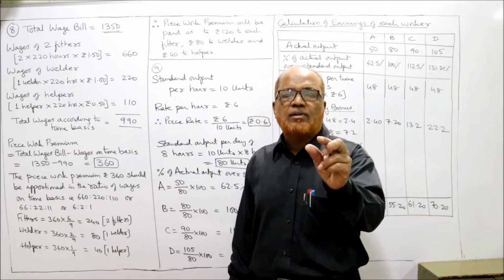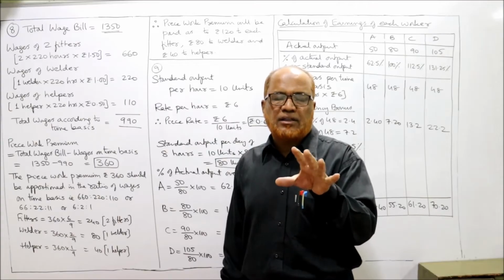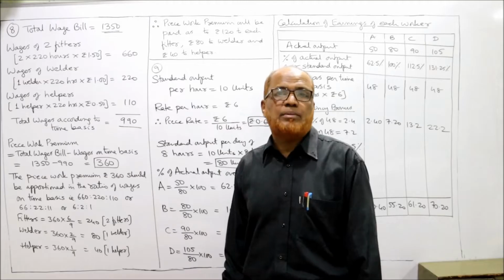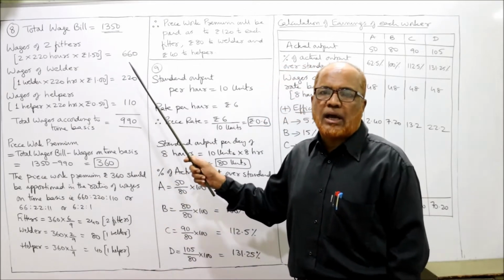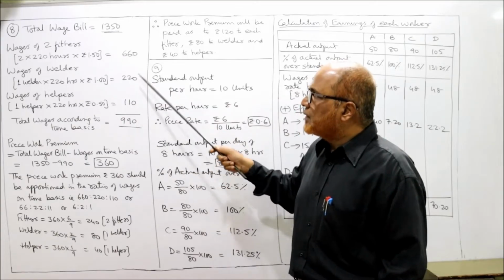In the last line it is given that the piece work premium should be divided between the workers in the ratio of wages according to time basis. So how much is the wages according to time basis? 660, 220, 110. So this is the ratio.